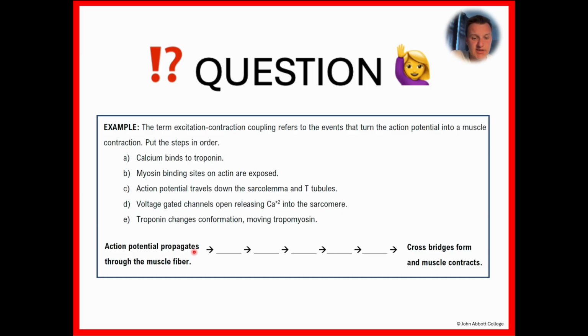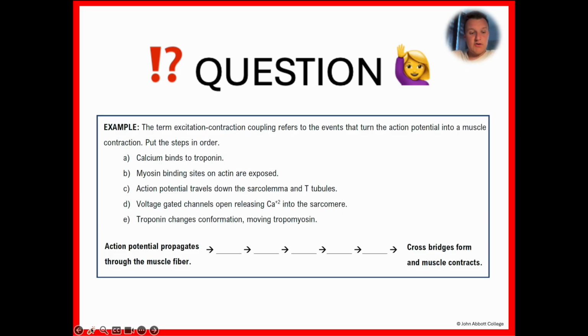So the action potential propagates through the muscle fiber. Here we have the calcium binding to troponin. Myosin binding on actin, so the myosin binding. Here we have the action potential traveling down the T tubules. Here we have some voltage gated channels open, releasing calcium into the sarcomere. Troponin changes conformation, moving the tropomyosin. So we have a bunch of stuff here, all different orders, right?